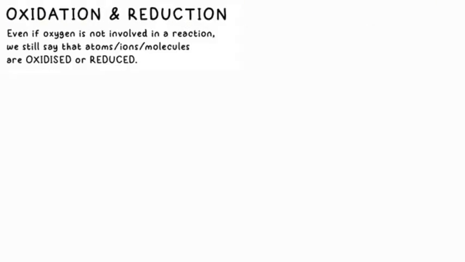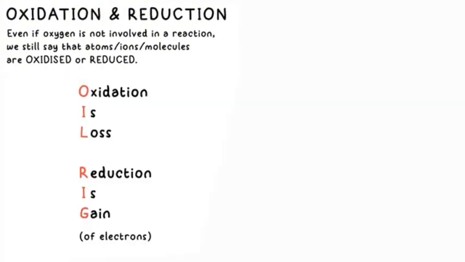Even if oxygen is not involved in a reaction, we can still say that reduction and oxidation happen depending on whether a reactant loses or gains electrons. The mnemonic is OIL RIG. Oxidation is loss, reduction is gain, of electrons, that is.